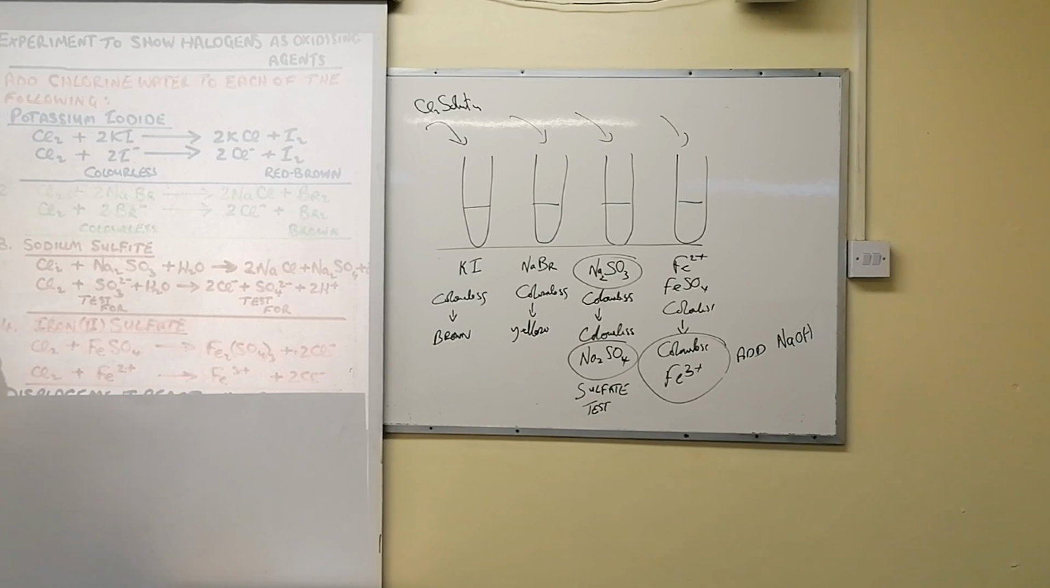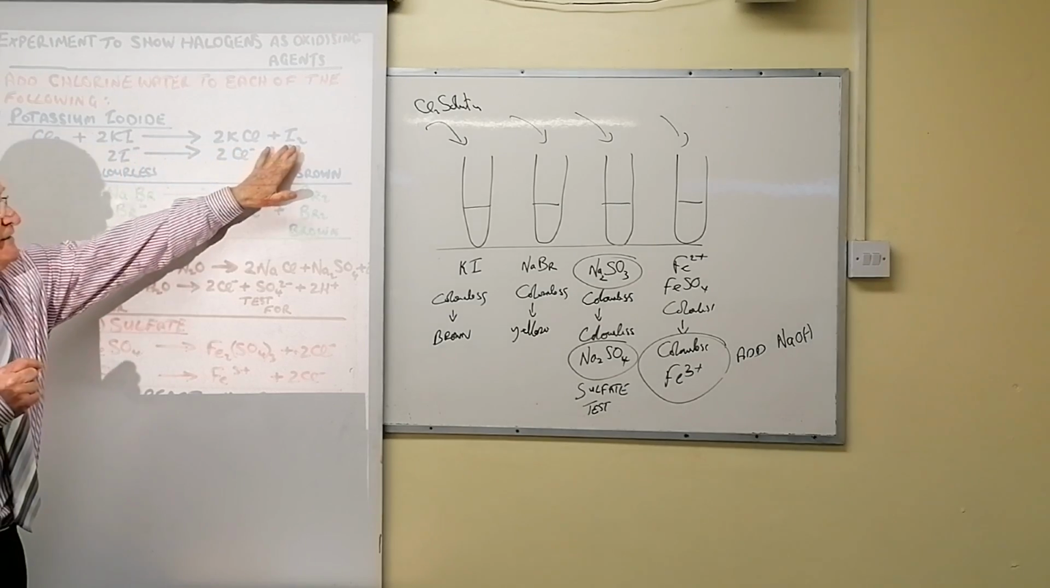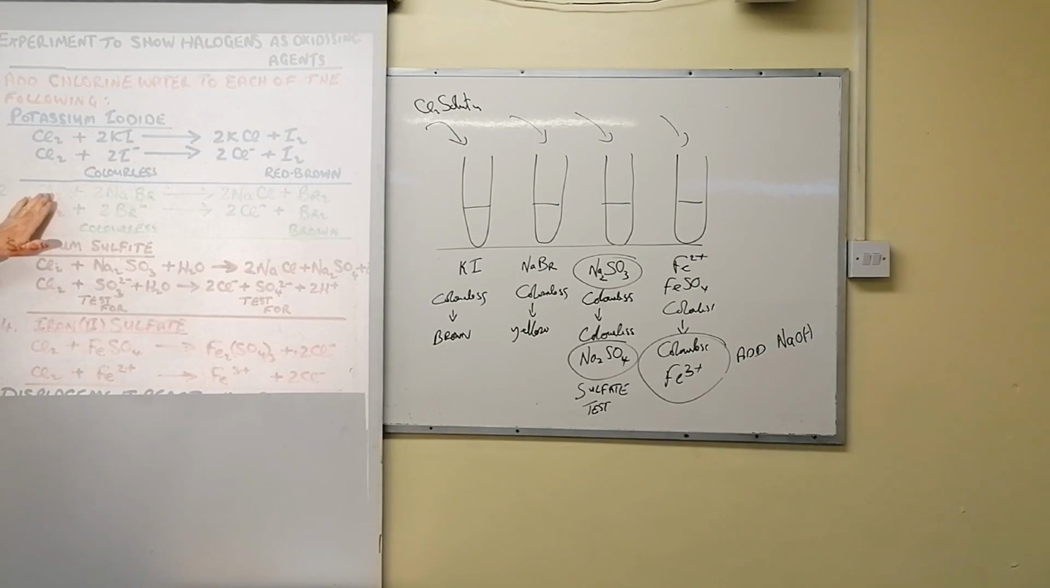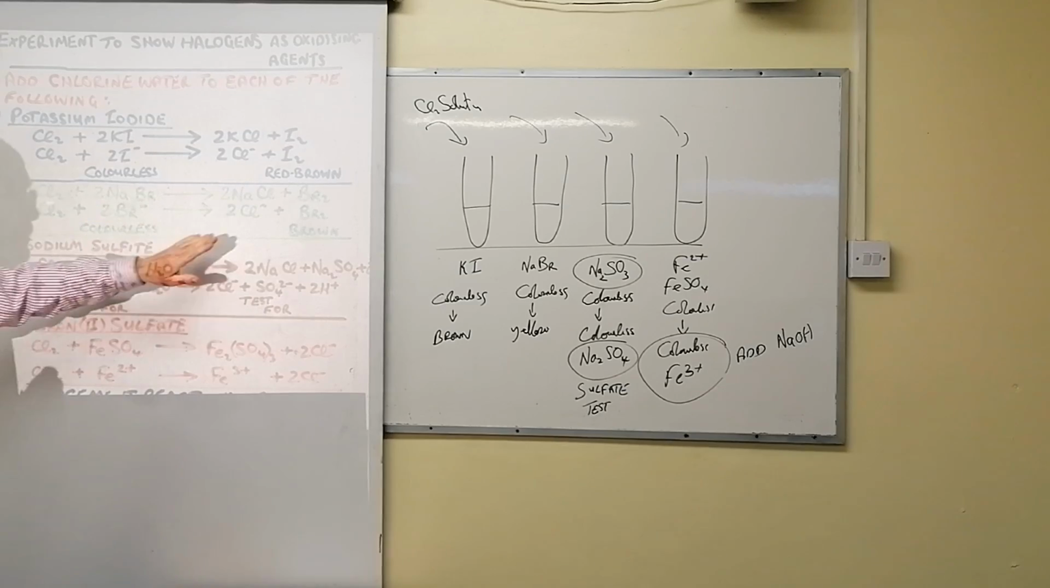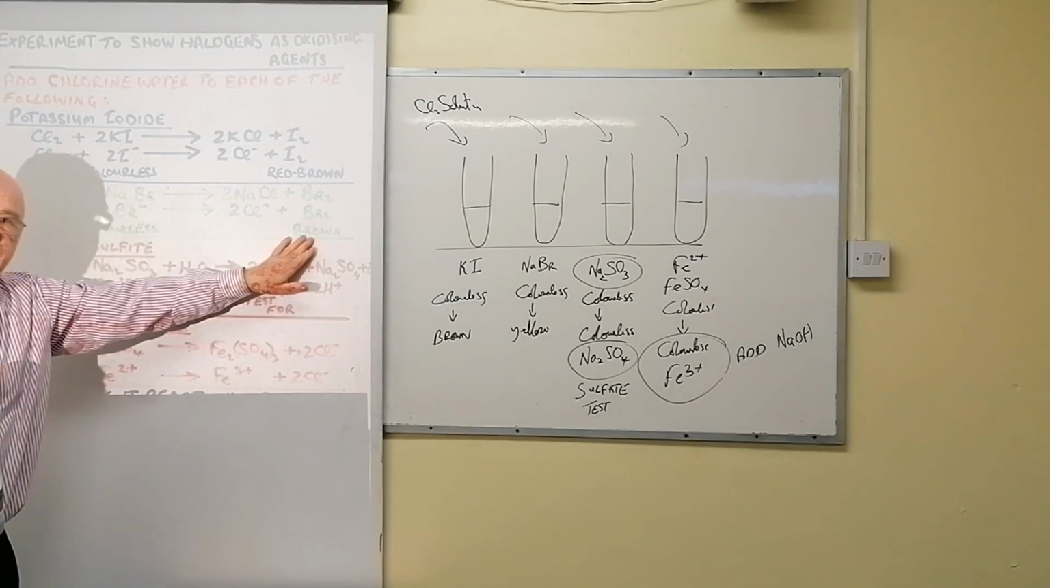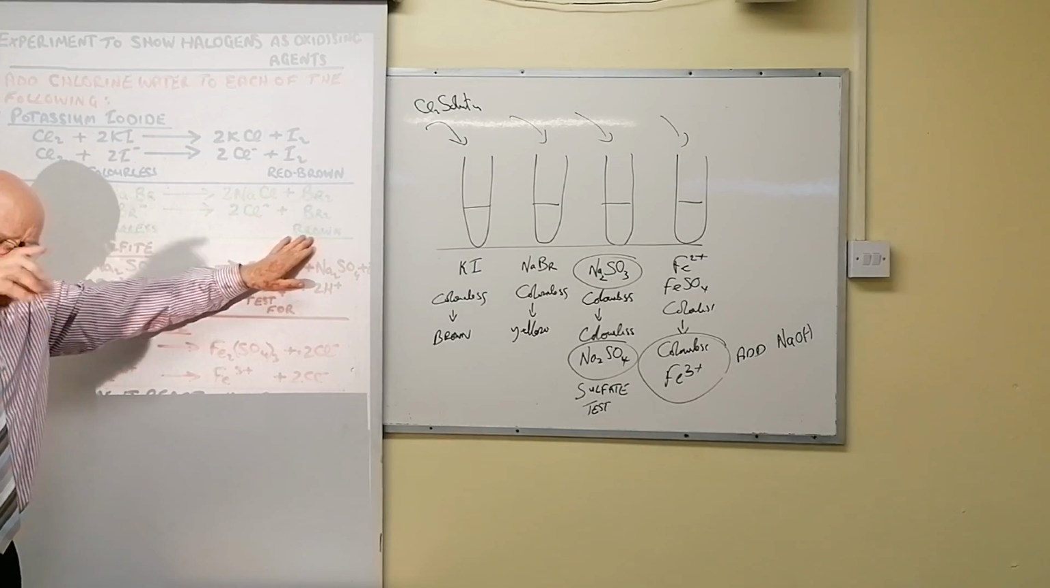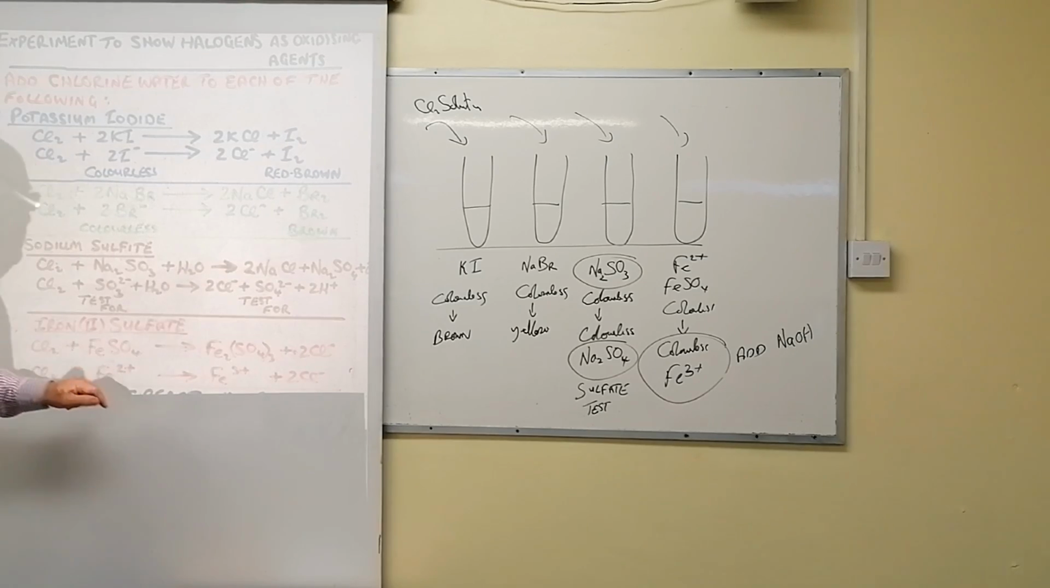I'll ask you to take the next piece down. When you add chlorine solution to potassium iodide, you get iodine, which is the brown colour. When you add chlorine to sodium bromide, you get bromine, which is the brown or the yellow colour. Brown is a deep yellow, okay? Yellow just to distinguish there, that's okay.